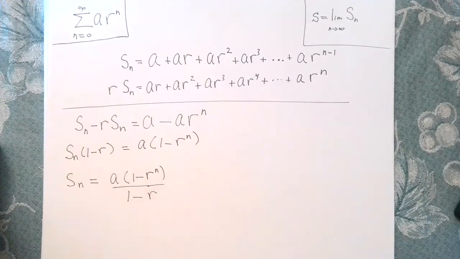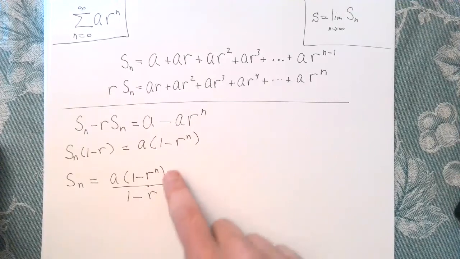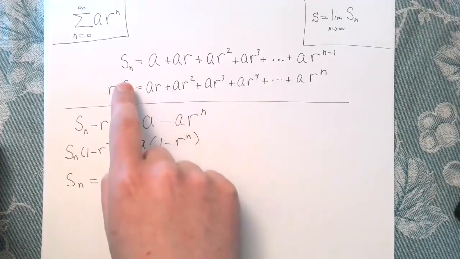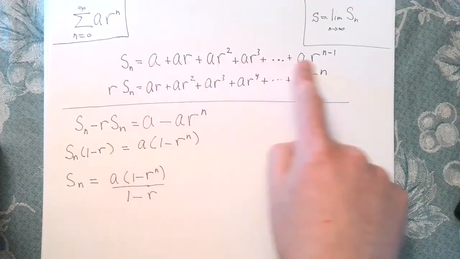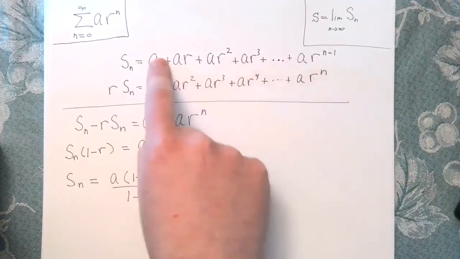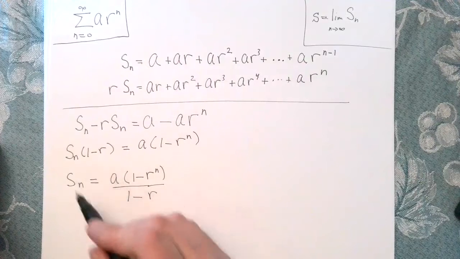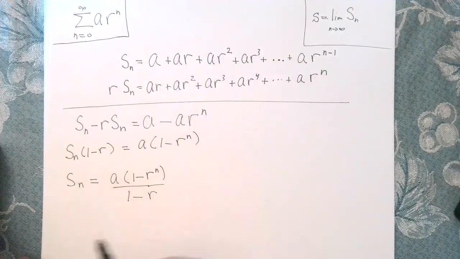If you wanted to check your work, one thing you could do is use a little bit of pre-calculus. You could use long division of polynomials here and convince yourself that this divided by this, and then multiply everything by a, would be exactly this. Okay, so this is useful because we can now compute the limit of this.